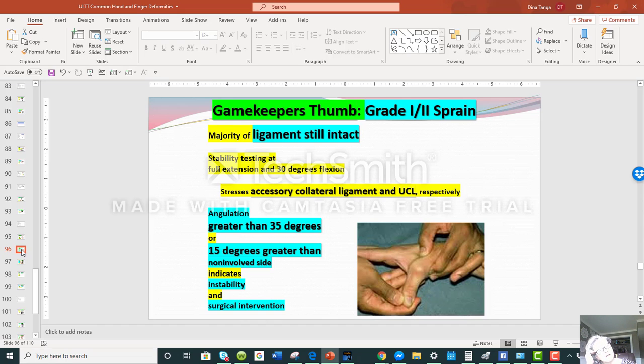Grade 1 and 2, majority of ligaments still intact. Stability testing at full extension and 30 degrees of flexion stresses the accessory collateral ligament and the ulnar collateral ligament, respectively. Angulation greater than 35 degrees, or 15 degrees greater than the non-involved side, indicates instability and surgical intervention.